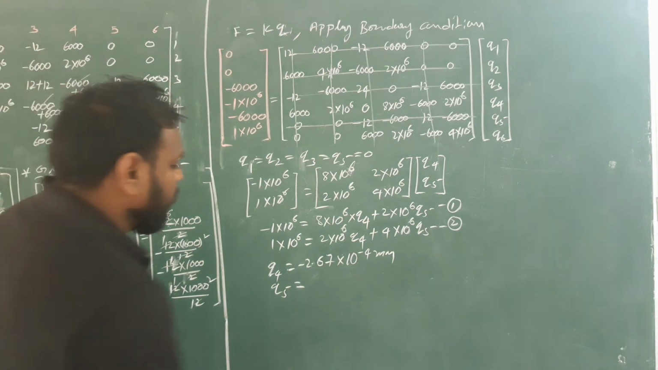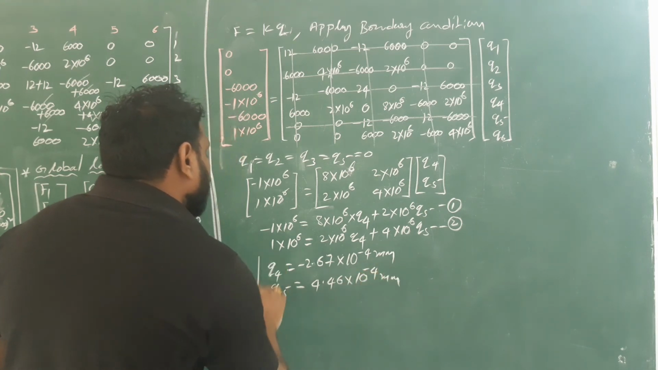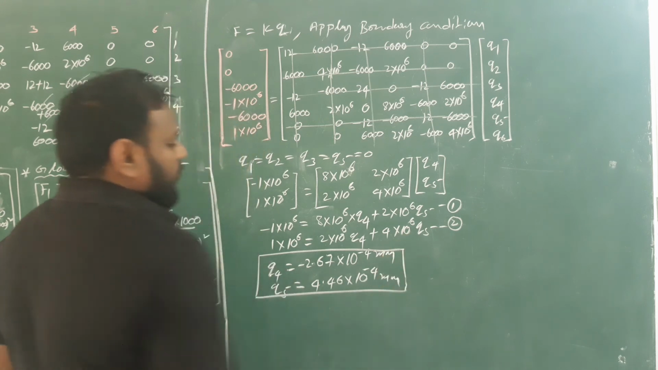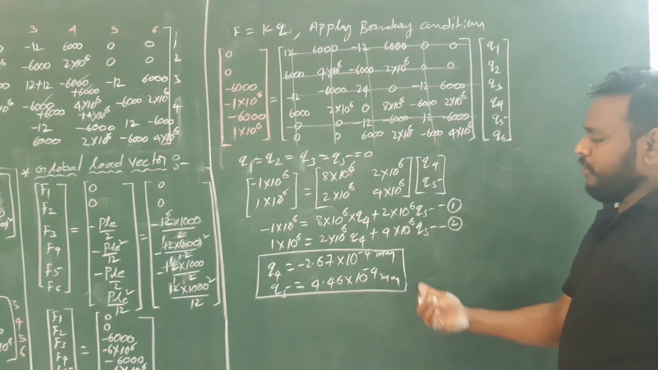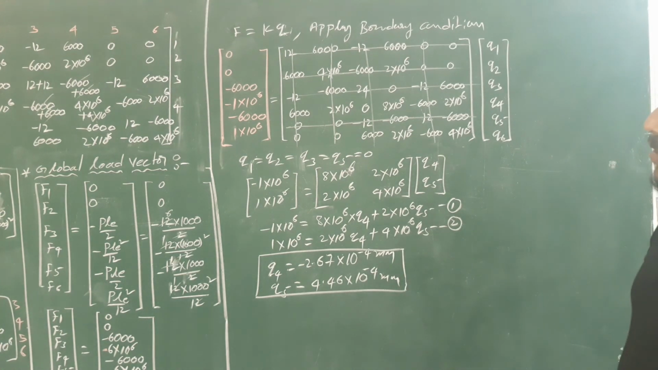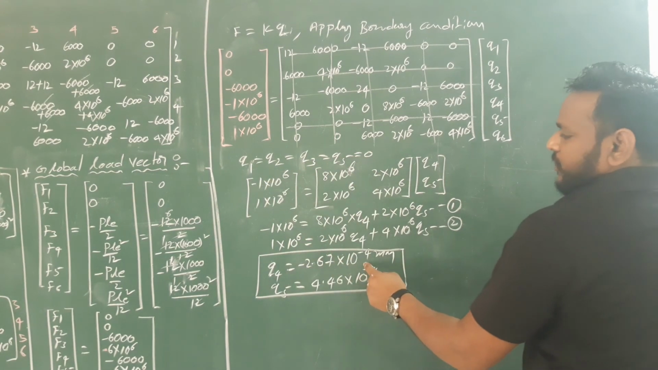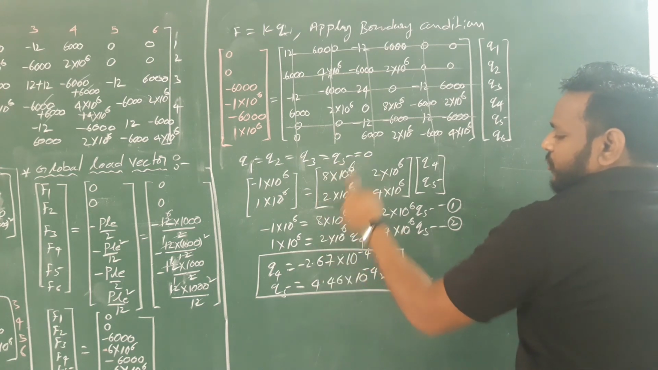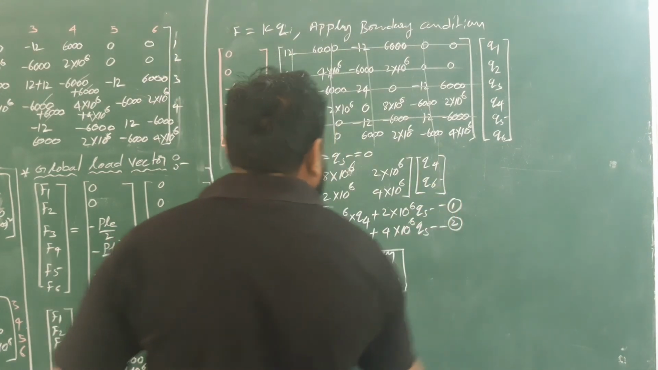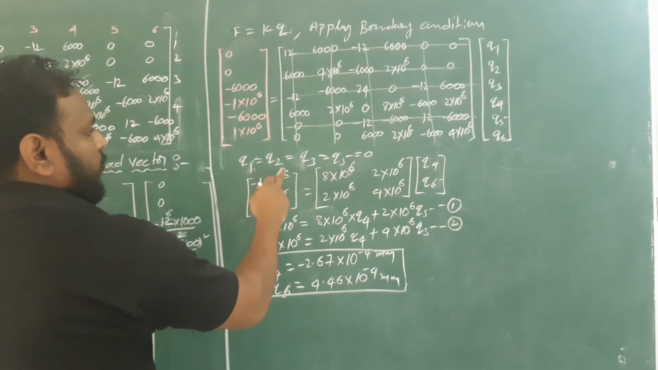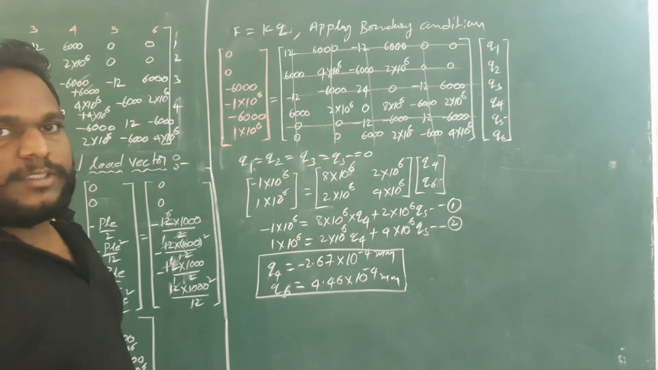Q5 is 4.46 into 10 to the power of minus 4. These are the deflections he is asking for in our problem. He is asking what is the deflection in a loaded beam element. Q1 is 0, Q2 is 0, Q3 is 0, this is the Q4, and Q5 is 0, this is the Q6. Totally, we have calculated the deflections Q1 to Q6 here.